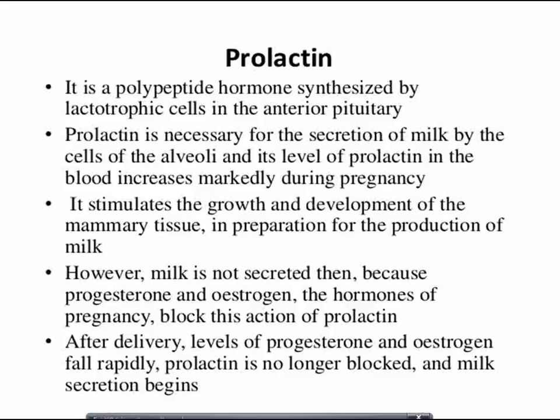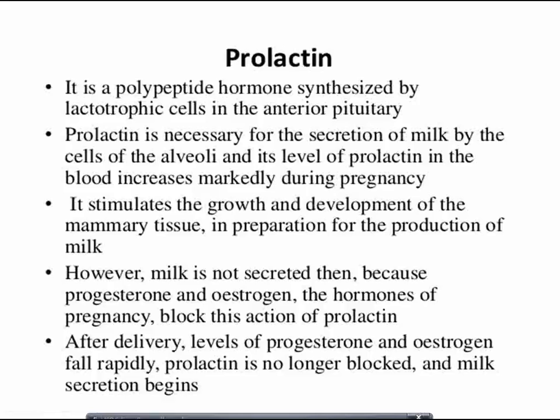Prolactin is necessary for secretion of milk in the alveoli. And it also helps in development of the mammary tissue and all that. However, milk is not secreted then. Why? Prolactin is present even before delivery, but it's not secreted because estrogen and progesterone both together block the action of prolactin. After delivery, levels of estrogen and progesterone both are falling, which we showed you in the first picture.